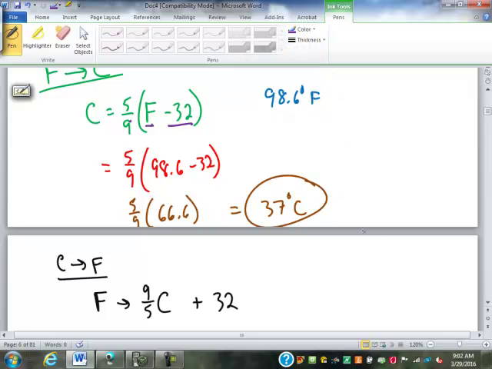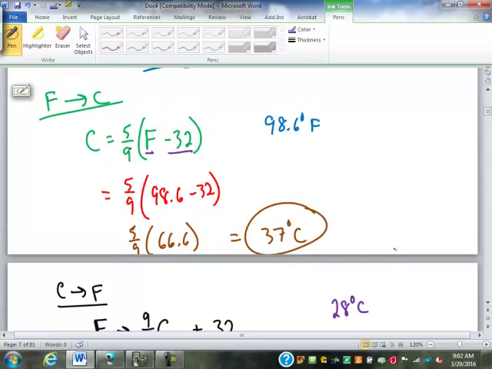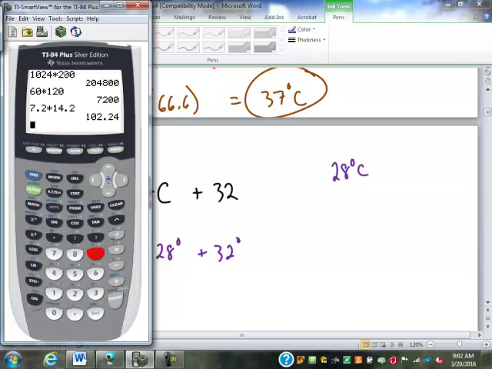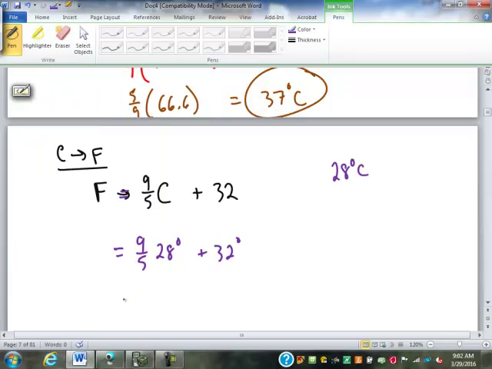So let's say the weatherman comes on and says it's going to be a 28 degrees Celsius day. Is that a nice day? Well, let's put it in. 9/5 times 28 degrees plus 32. 9/5 times 28 is 50.4. Plus 32 degrees is 82.4 degrees.